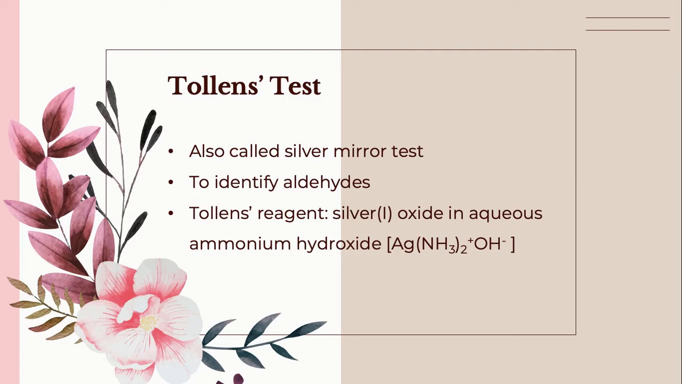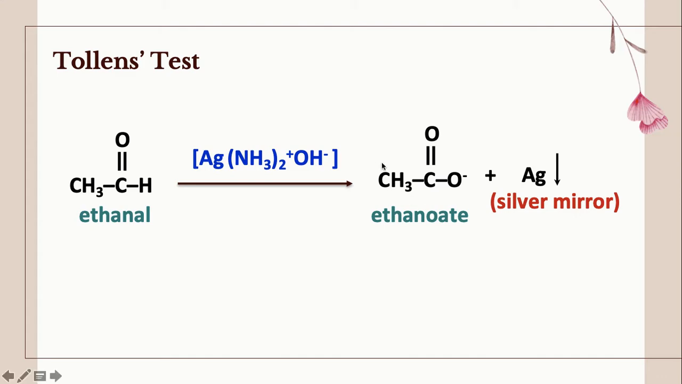Tollens test is also called silver mirror test. It is to identify aldehydes. Tollens reagent is silver(I) oxide in aqueous ammonium hydroxide. In Tollens test, it can only identify aldehyde. So this is the aldehyde, and this is the Tollens reagent, Ag(NH3)2+ and OH-, to produce carboxylate ion plus Ag solid. This is a solid silver and it is the silver mirror.